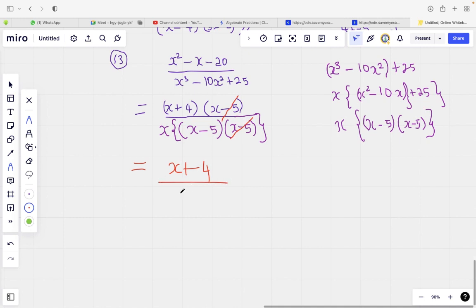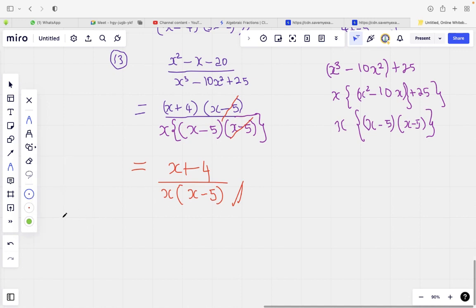All over x, into, you cannot use one bracket now, x minus 5. Then you close the bracket. So that's it. Are you with me? Yeah. Okay, any other question? Yes, I have a lot more. So x minus 5.